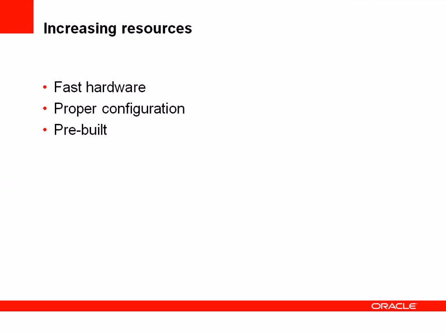So these are the areas we're going to talk about as we go further. We're talking about fast hardware, proper configuration, and something we're not going to spend a lot of time on, but a very important part of the Exadata story: the Exadata database machine is a pre-built box. It comes with all the hardware installed, with the proper configuration, with the software, so you can roll it out and reduce the time to value very significantly.